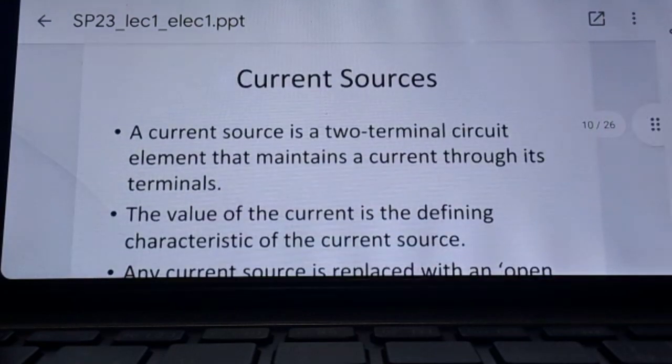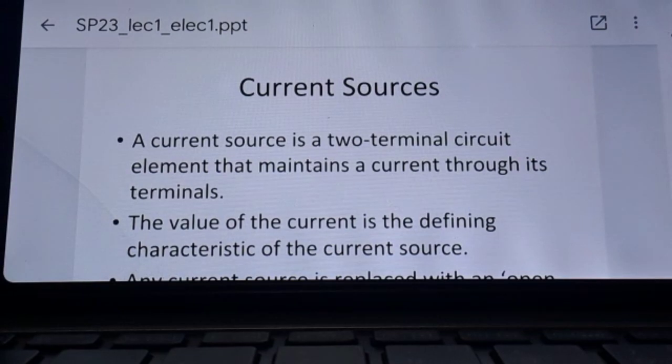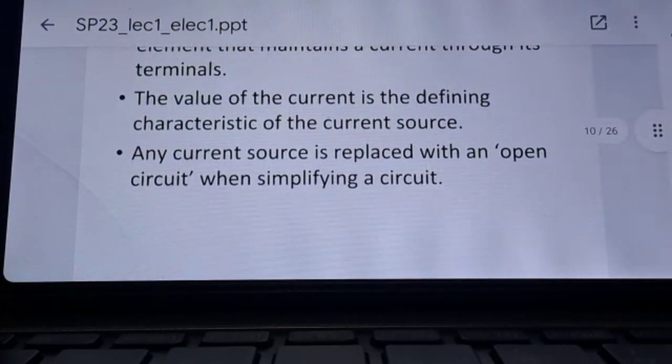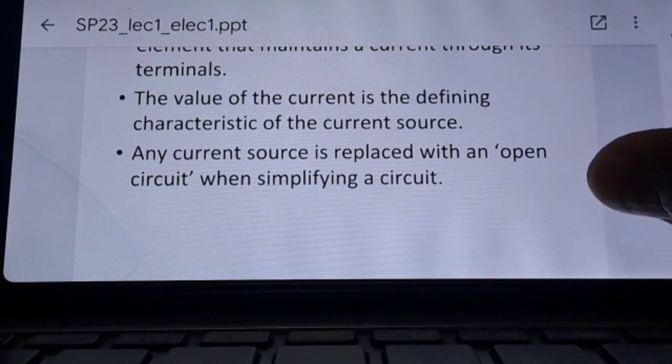So the second one is the current source. A current source is a two-terminal circuit element that maintains a current through its terminals. The value of the current is the defining characteristic of a current source. Any current source is replaced with an open circuit when specifying a circuit.